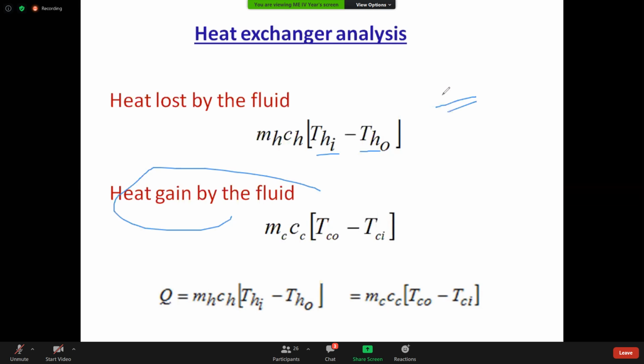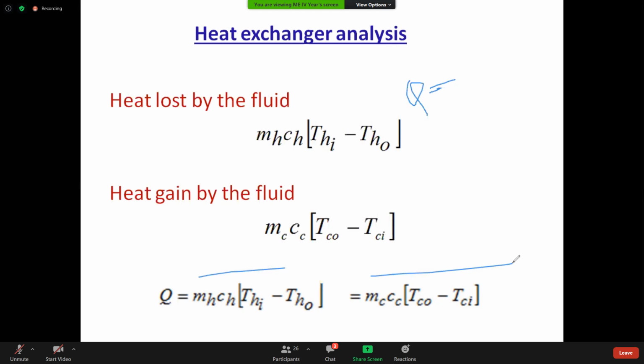ఒక ట్యూబ్ లో వాటర్ ఫ్లో అవుతుంది, ఇంకొక ట్యూబ్ లో ఆయిల్ ఫ్లో అవుతుంది అనుకోండి, we cannot take the Cp value same, right? So heat gained by the fluid mCpc, Tc0 minus Tc, right? So Q is also equal to, conservation of energy principle కదా, mHCpH is equal to mCCpC. అంటే ఈ Q అనేది దీనికి ఈక్వేట్ చేయొచ్చు, దీనికి ఈక్వేట్ చేయొచ్చు, this can be equal and this can be equal. This is a very important formula, right?